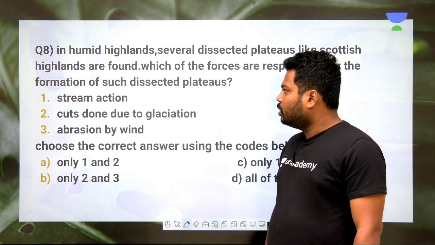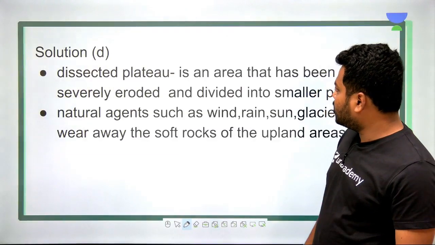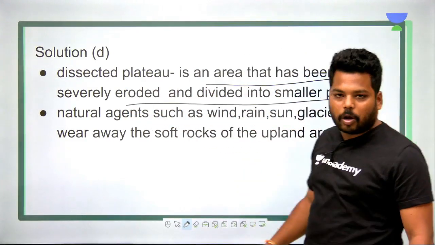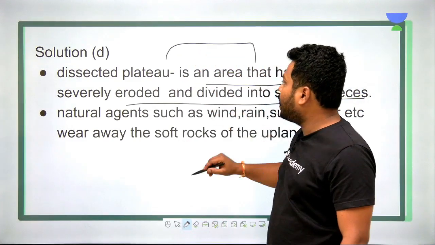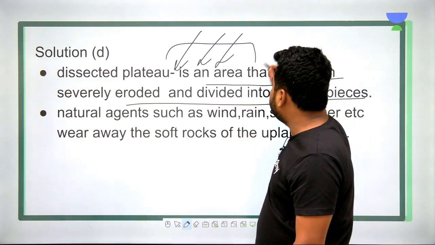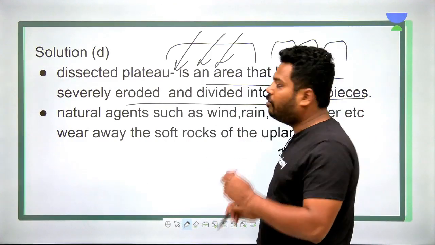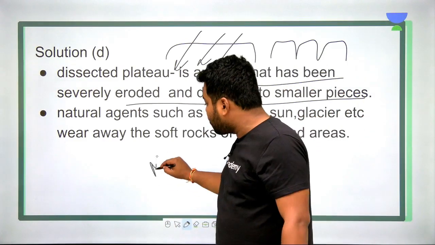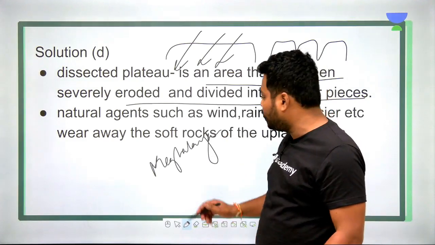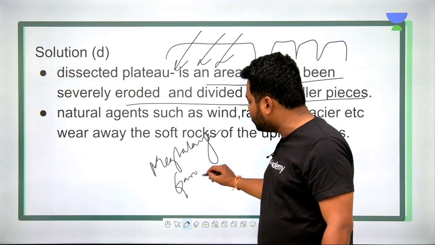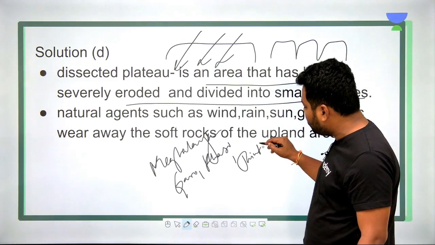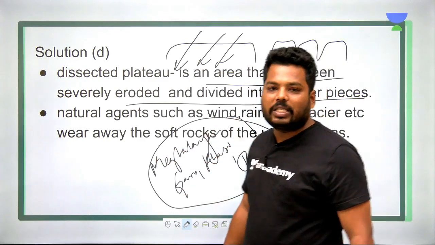Clear? So if you see, a dissected plateau is an area that has been severely eroded and divided into smaller pieces. For example, if this is a plateau and it is cut by a stream, that is a river, then this dissected plateau would be forming into different blocks. The best example is the Meghalaya plateau in India, an offshoot of the peninsular plateau that has been dissected through rivers, and hence Garo, Khasi and Jaintia hills were formed. So the Meghalaya plateau is a dissected plateau.